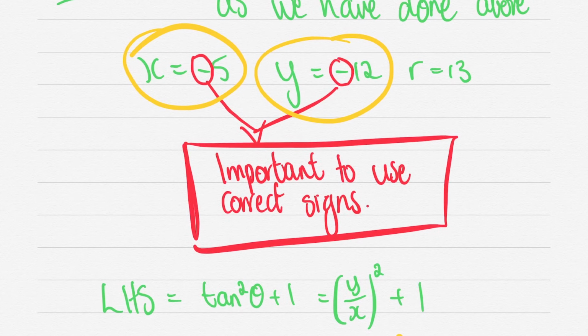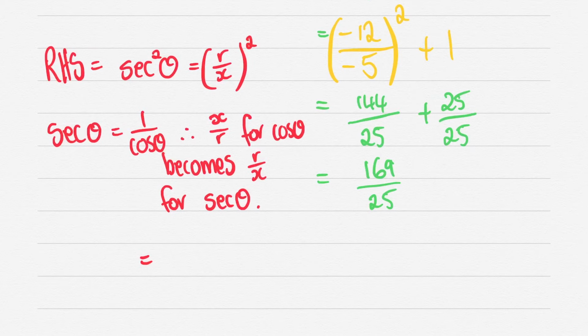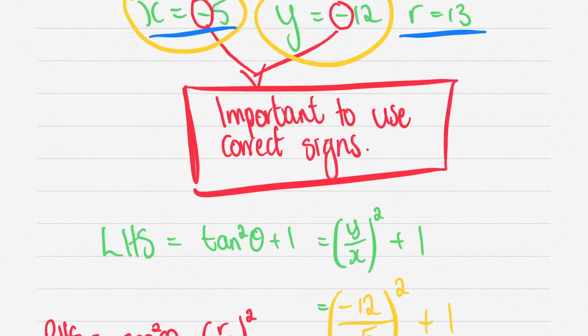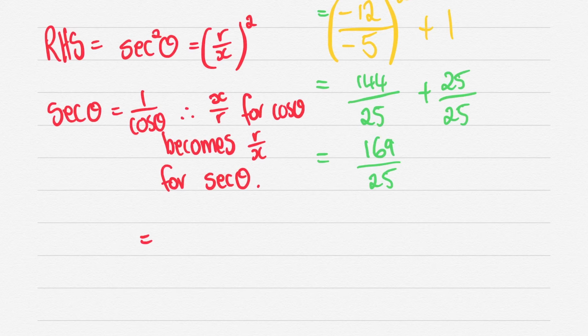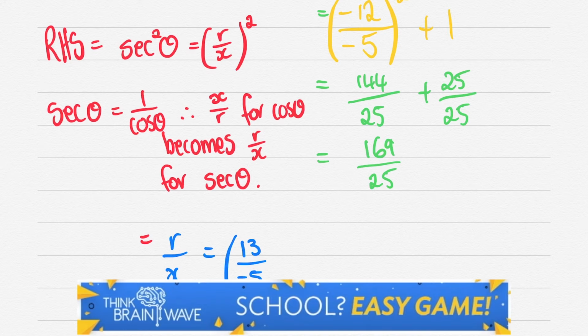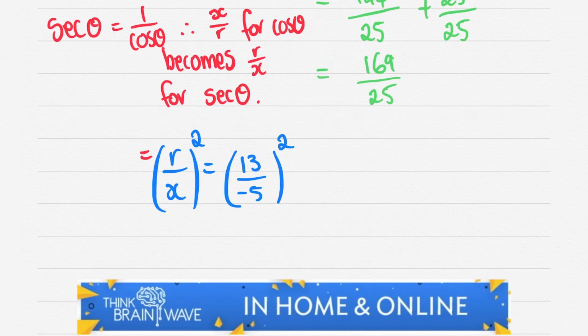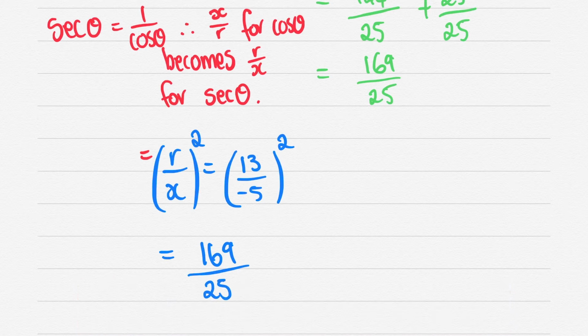Let's move forward. So it's r over x, making it 13 over x, which is minus 5. So we say 13 over minus 5. Okay, well, let's do it in a different color so we can clarify. So it's 13 over minus 5. Okay, just making sure. Cool. And then we put the squared sign. Let's put a squared sign there. Lovely. We then have 169 over 25.